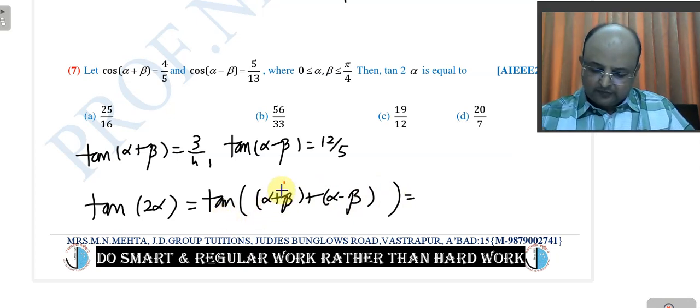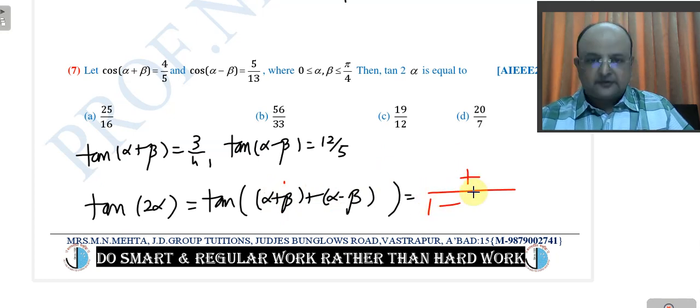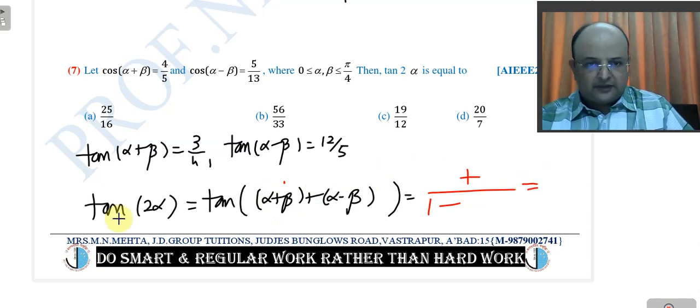What is tan(x + y)? tan(x + y) = (tan x + tan y) / (1 − tan x tan y), and you can find out the value of tan 2α.